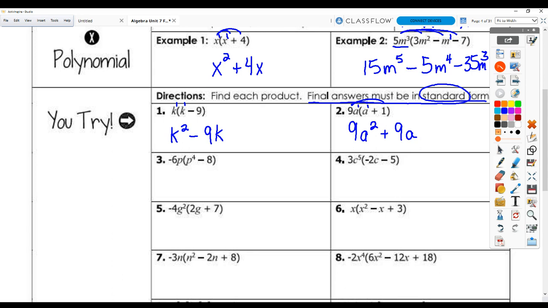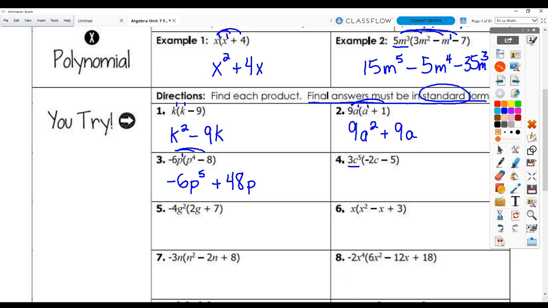All right, this is negative 6p. It's really p to the first power, and we're distributing to both terms here. So negative 6 times the invisible 1 in front of the p to the 4th is negative 6. And then p to the first times p to the 4th is p to the 5th. Remember to add those exponents. And then careful, we have a negative times a negative, which is positive or plus. 6 times 8 is 48. And then p to the first power, or you can just write it as plain p.